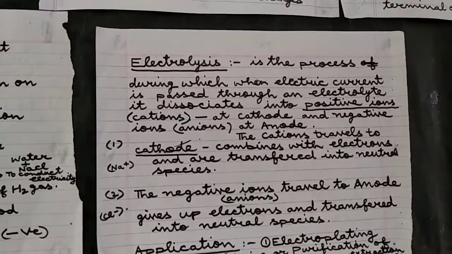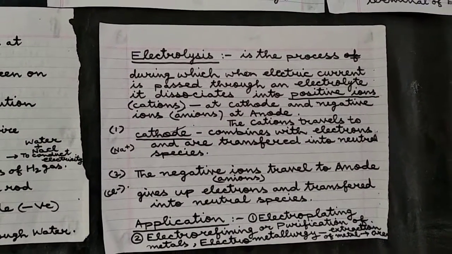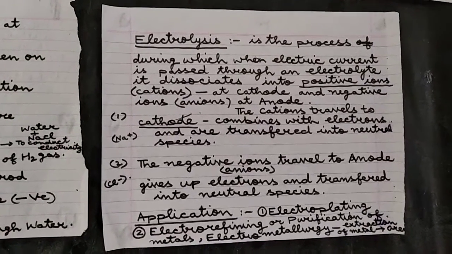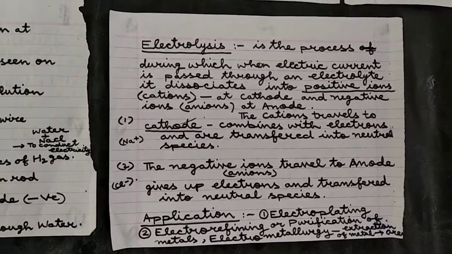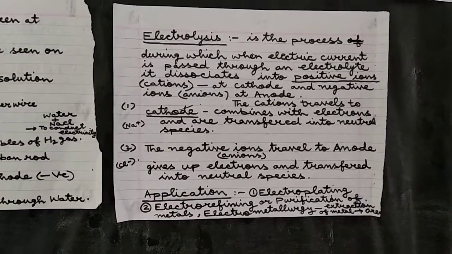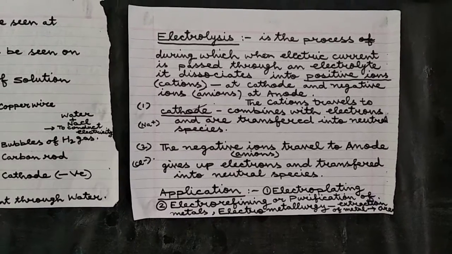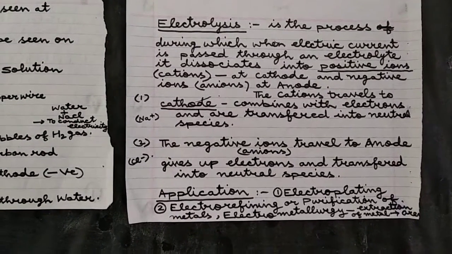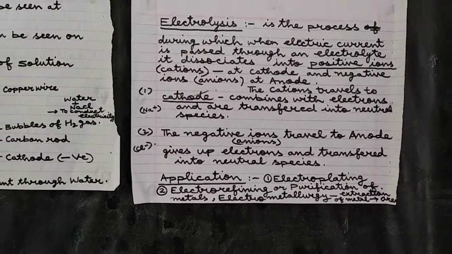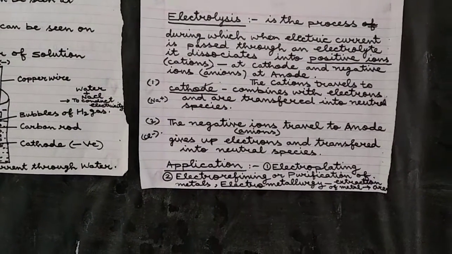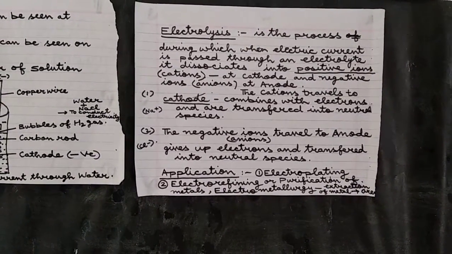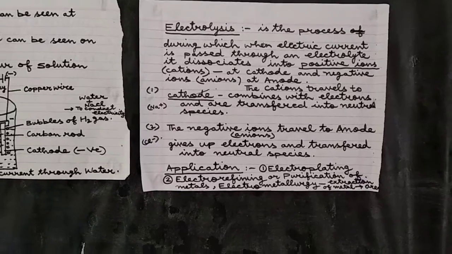After that, I have explained to you what electrolysis is. And electrolysis, if you remember, is the process during which, when electric current is passed through an electrolyte, it dissociates into its ions. That is the positive ions called cations, and the negative ions called anions. After that, I have explained to you the applications or uses of electrolysis in our day-to-day life.